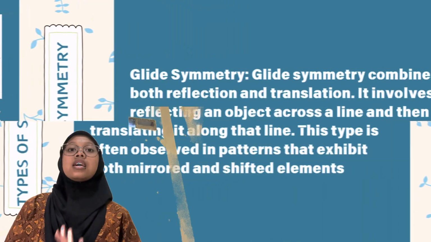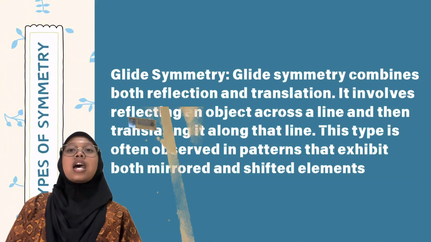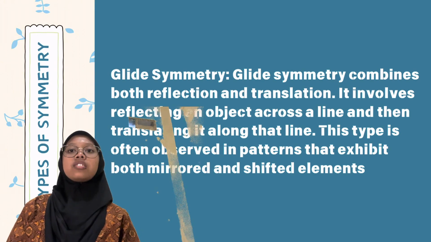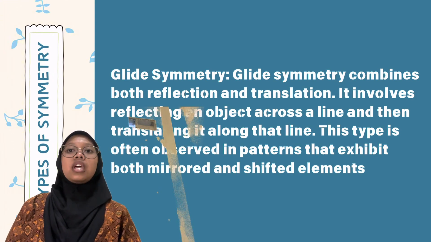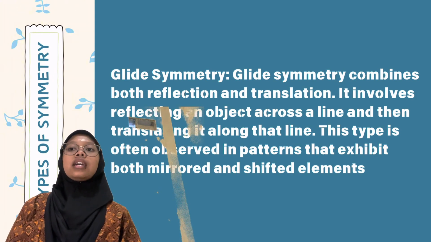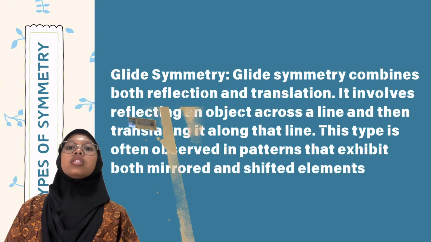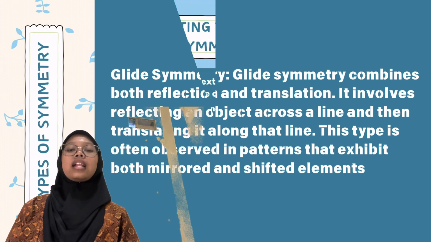And the last, glide symmetry. Glide symmetry combines both reflection and translation. It involves reflecting an object across a line and then translating it along that line. This type is often observed in patterns that exhibit both mirrored and shifted elements.